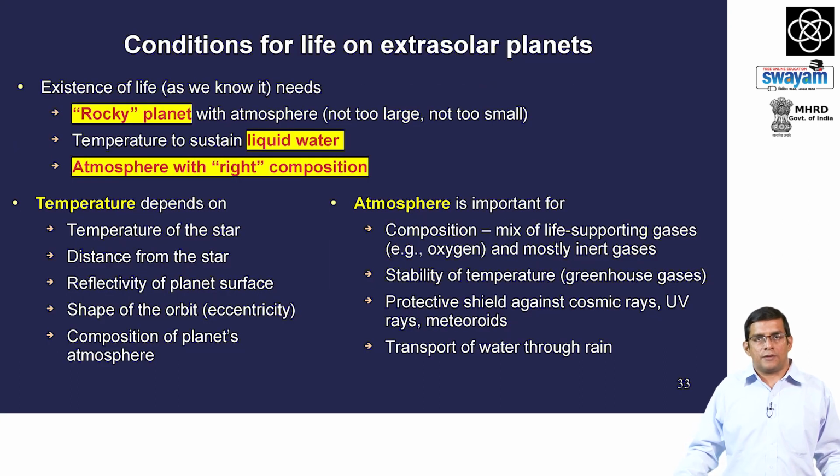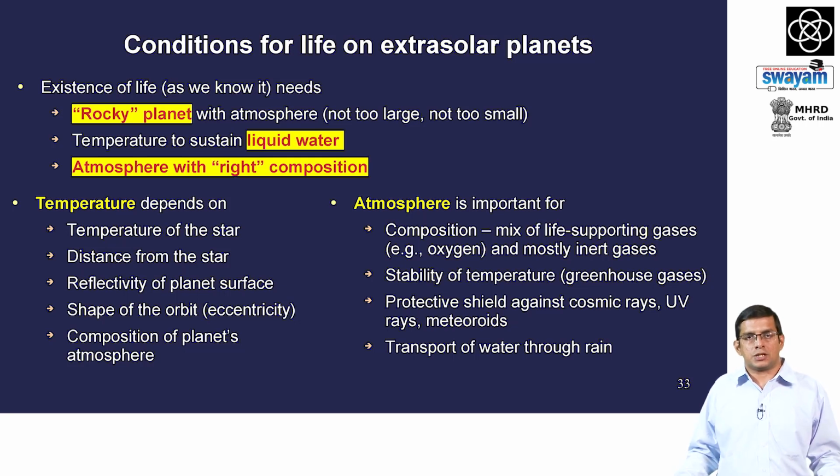So, the conditions for life on extrasolar planets are several. First of all, we believe that life can only exist on a rocky planet, not on a gaseous planet, but on a rocky planet which has an atmosphere. So, therefore, the size of the planet matters. If the planet is too large, too massive, then it holds on to a lot of gas and it becomes a gas giant like Jupiter. On the other hand, if it is too small, then all the gas escapes from the surface of the planet like Mercury, and even if it is rocky, it cannot harbor life.